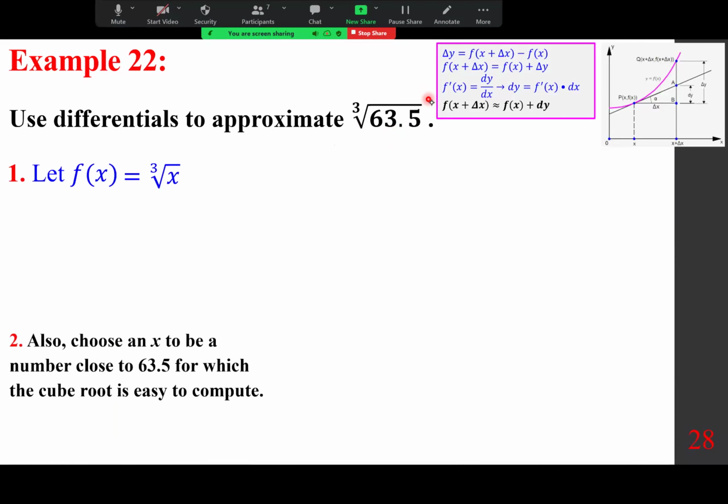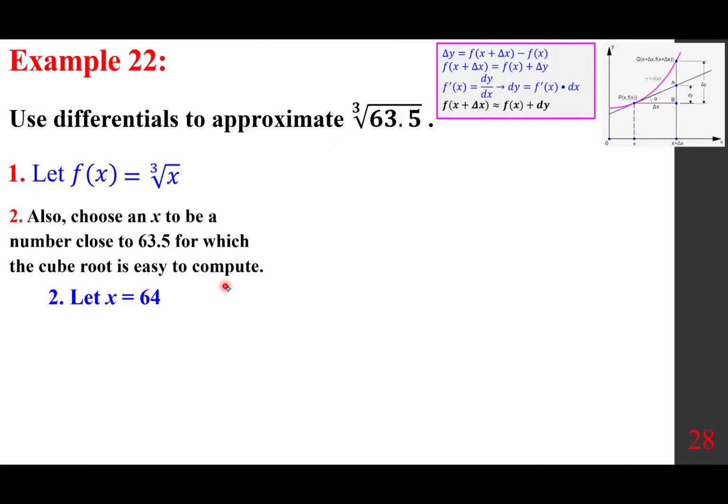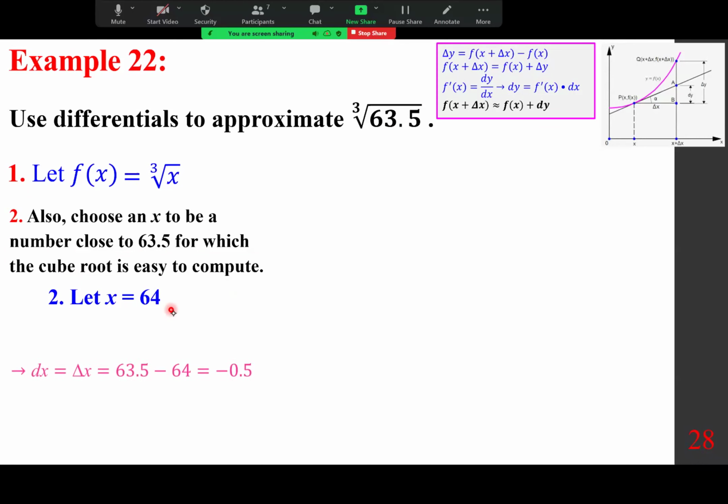Then you read a number. Choose an x to be a number close to 63.5, for which the cube root is easy to compute. Of course, that is 64, because everybody should know the cube root of 64 is 4. So that results in dx, or delta x, being 63.5 minus 64, or negative 0.5. It's important to know the meaning of that.